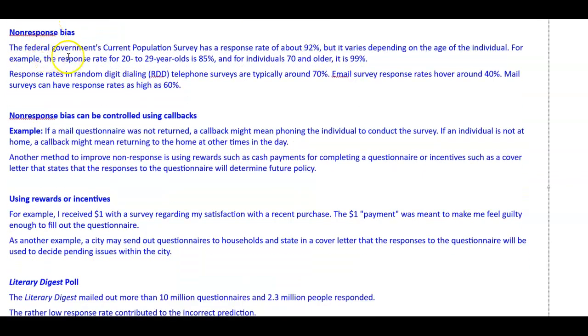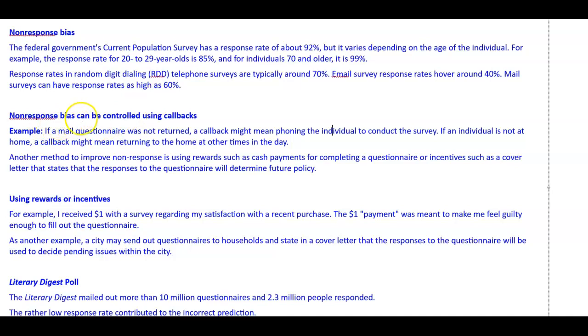Non-response bias. The federal government's Current Population Survey has a response rate of about 92%, but it varies depending on the age of the individual. For example, the response rate for 20 to 29-year-olds is 85%, and for individuals 70 and older, it is 99%. Response rates in random digit dialing (RDD) telephone surveys are typically around 70%. Email survey response rates hover around 40%, and mail surveys can have response rates as high as 60%.